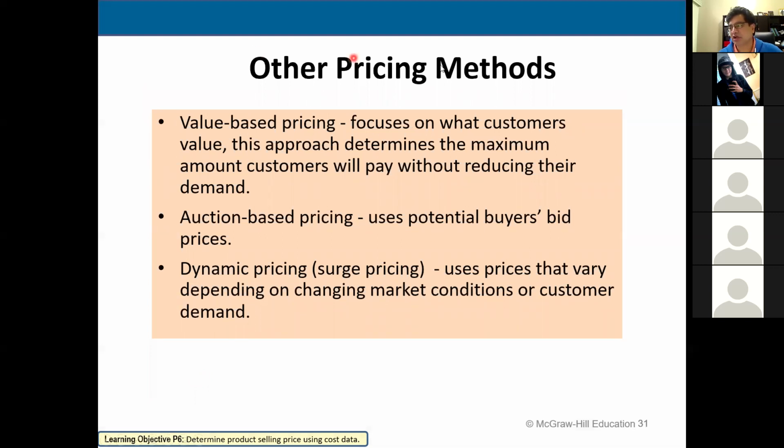Other pricing methods that are involved are value-based pricing, auction-based pricing, dynamic pricing. In value-based pricing, basically it focuses on what the customers value, whatever you are willing to pay for. So recently, although the government made the COVID vaccine available for free, not free means we are paying taxes on it, means government doesn't pay for anything, it's people's taxes that pay for it.